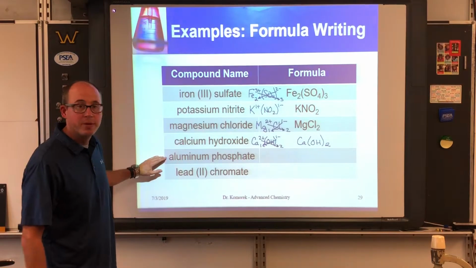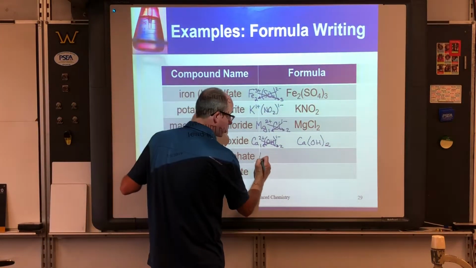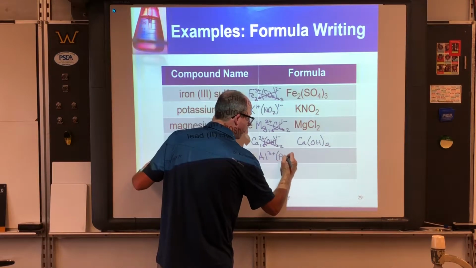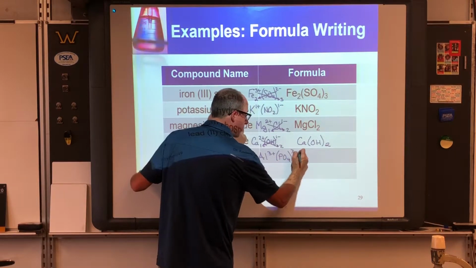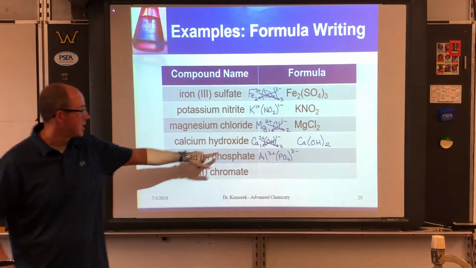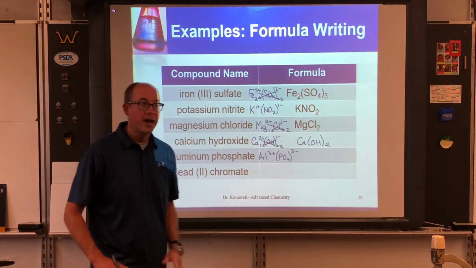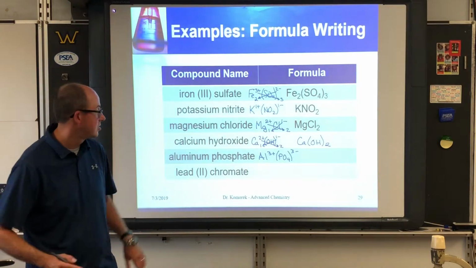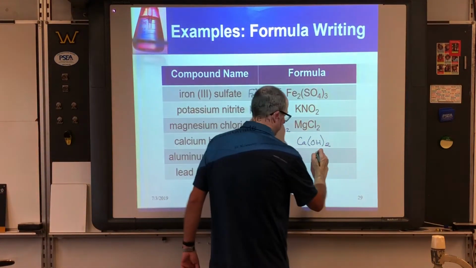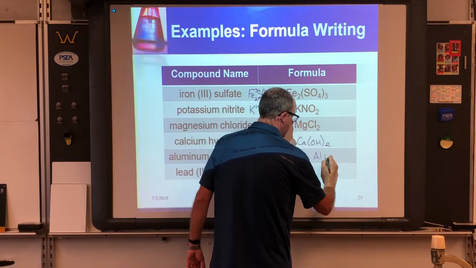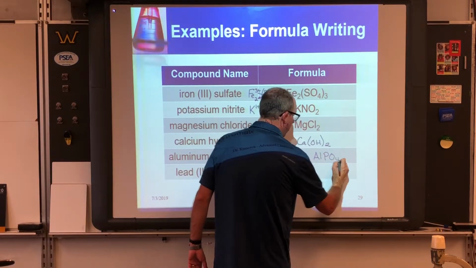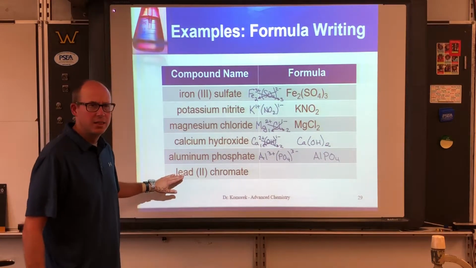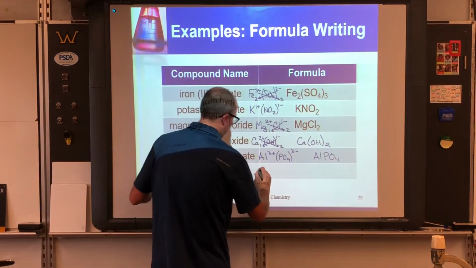Next example, aluminum phosphate. Aluminum has a 3+ charge. Phosphate is PO4 with a 3- charge. Look to see if the charges cancel. 3+, 3-. They add up to 0. They're the same but opposite, so they do cancel. And that means one of each and no parentheses needed, so AlPO4. Lead(II) chromate. Lead(II) is Pb2+.